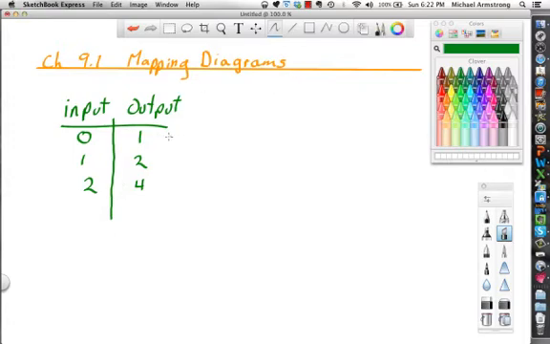And what happens is the input and the output become this ordered pair, which you are familiar with, and we'll see how to graph them. But there's actually more happening here.